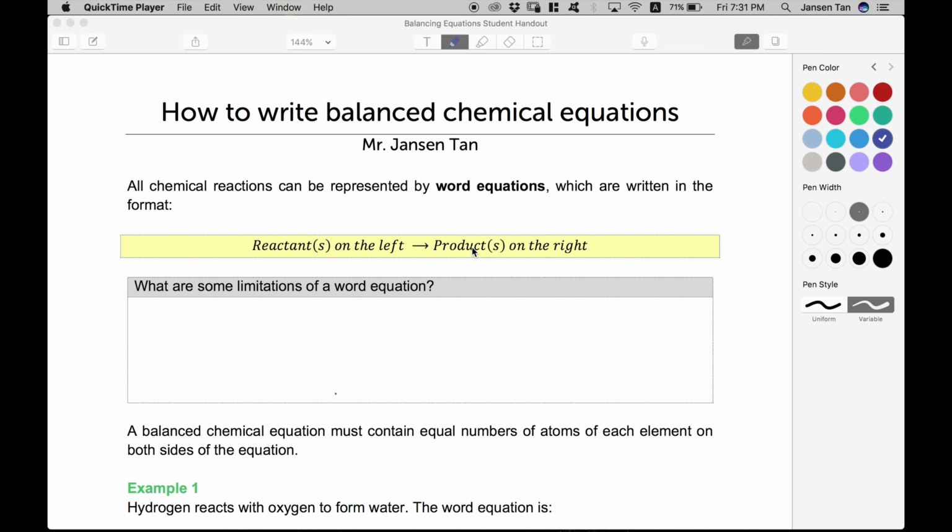So usually chemical reactions are represented by means of a chemical equation rather than a word equation. A word equation does not show the chemical formulas of the different substances, and it also does not tell us the proportions in which these substances react.